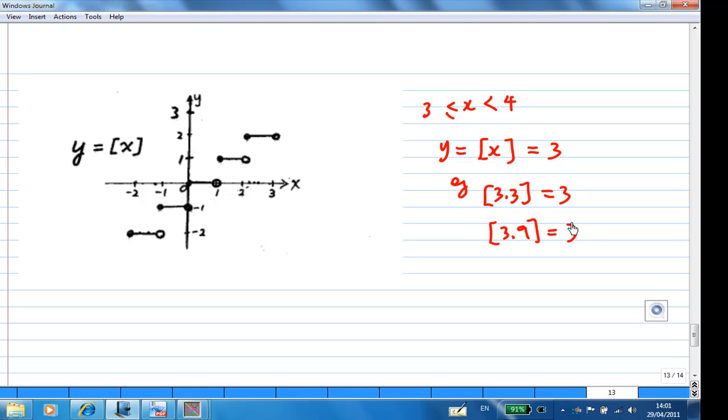So if you have a point anywhere between 3 and 4, the greatest integer less than or equal to x, where x is between 3 and 4, will be 3. Solid here all the way to excluding 4, right? Because when x equals 4, the greatest integer less than or equal to 4 will be 4 already.